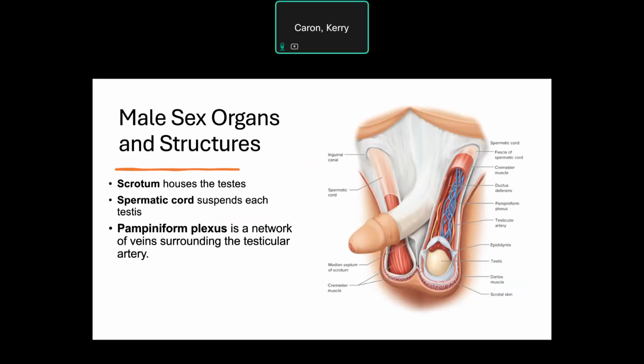Okay, male sex organs. So you have the scrotum, which I mentioned, and that houses the testes. You have a spermatic cord that suspends each testis. Okay. The pampiniform plexus, say that fast, is a network of veins surrounding the testicular artery, in that general area where the testes is just surrounded.